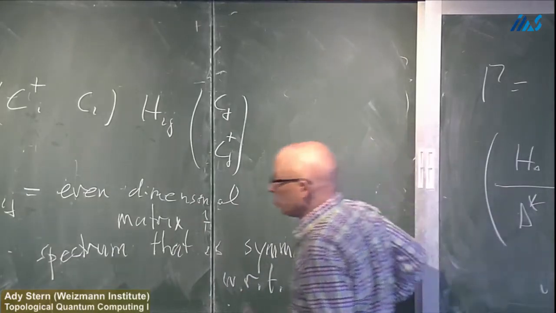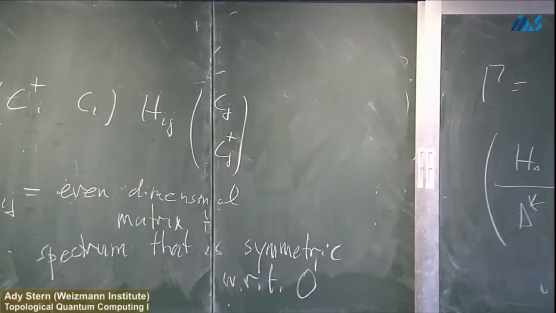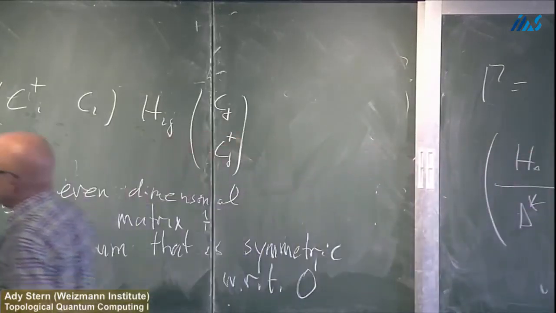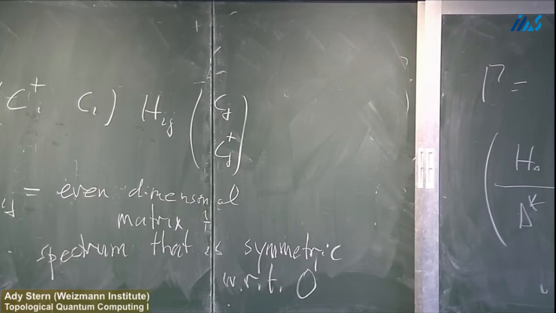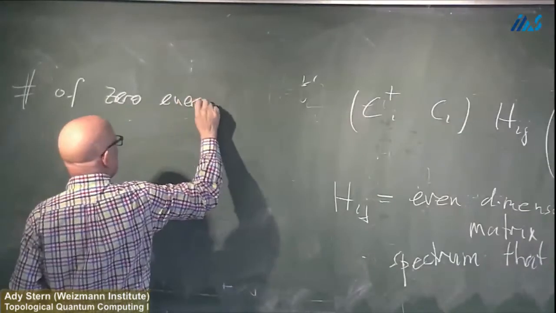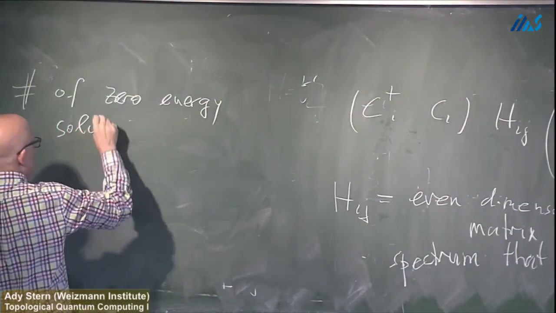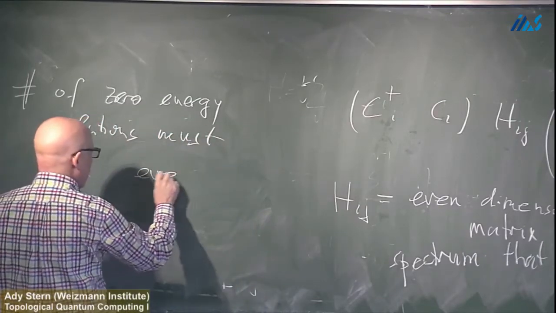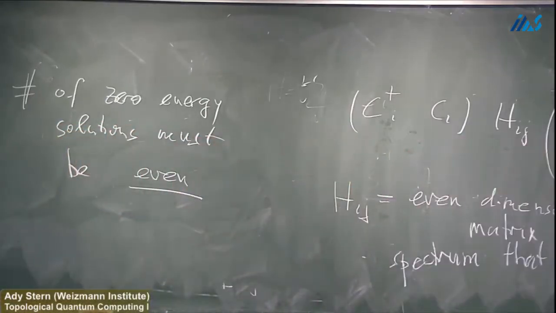And if you have a spectrum that's symmetric with respect to zero, and a total dimension that is even, that means the number of zero energy solutions to this equation must be even. Now, I should say, I'm not telling you that it's never going to happen that you find an odd number of zero energy solutions to this Hamiltonian. The only thing I'm telling you is that when it happens, it means you made a mistake.